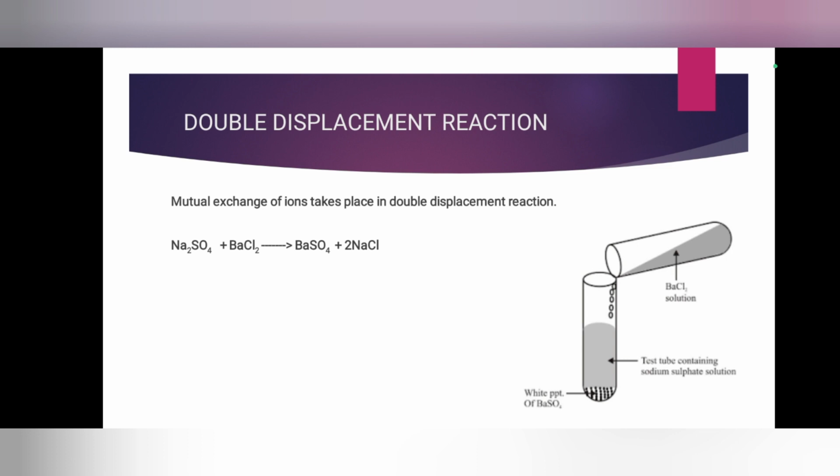In displacement reaction, I told you it is easy to understand by watching the equation, where one will be an element and the other one will be a compound. In this case, both of them are compounds. Sodium sulfate and barium chloride form a white color precipitate along with the production of sodium chloride. That white color precipitate is barium sulfate. This is about double displacement reaction.